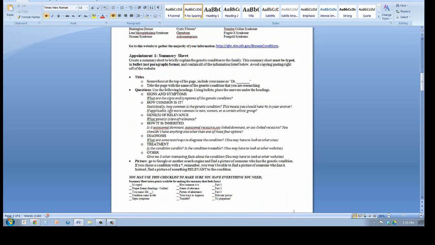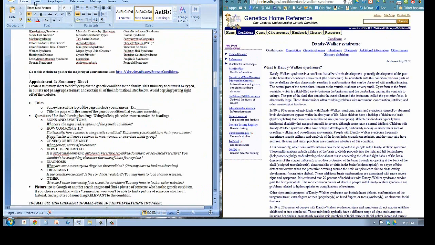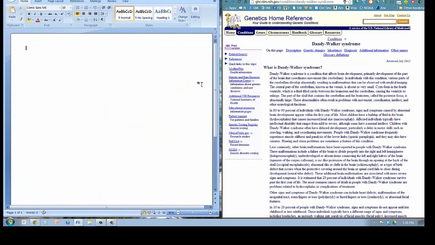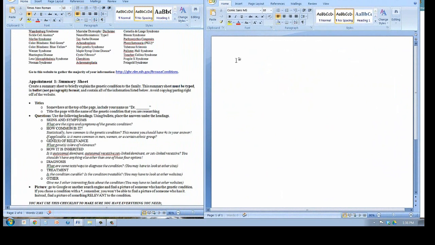Appointment 1 is a summary sheet like what you would find in a doctor's office. I'm going to walk you through this by making one at the same time, with a disease. I picked Dandy Walker. It's not on your list. It's just something different. I'm going to open up a new page here. Your instructions say, somewhere at the top of your page, include your name, so I'm going to put Dr. Balistreri, and the condition was Dandy Walker syndrome.